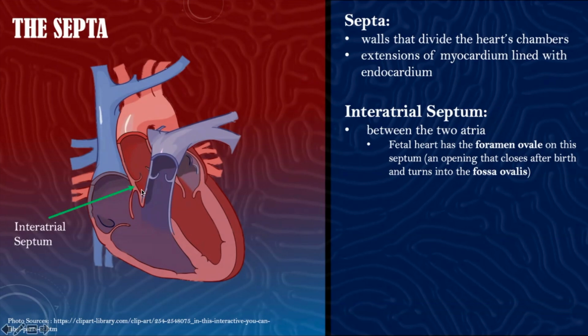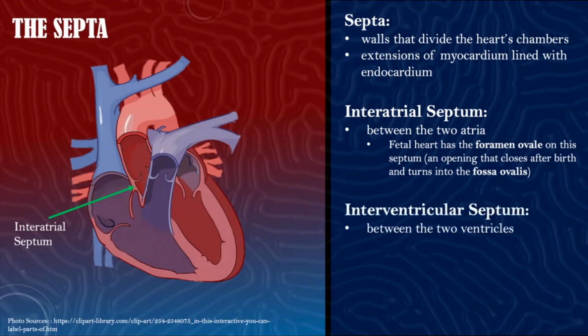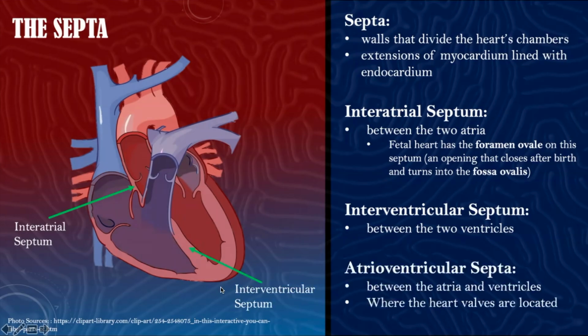And the fetal heart actually has an opening in the inner atrial septum that helps with circulation. It's called the foramen ovale. And shortly after birth, this opening closes and turns into the fossa ovalis. Next, we have the interventricular septum, which is between the two ventricles, and you can see that here. And then the atrioventricular septa, which are between the atria and ventricles, and it's where the heart valves are located.